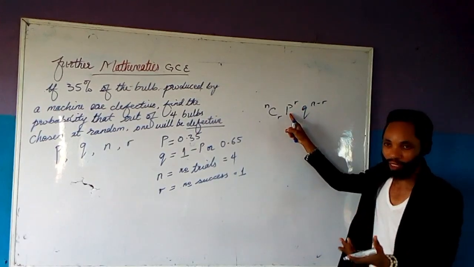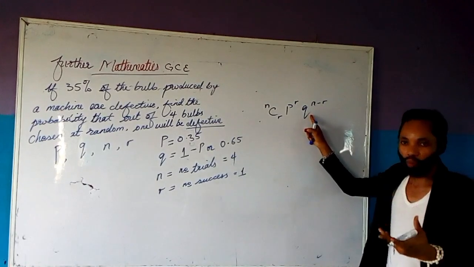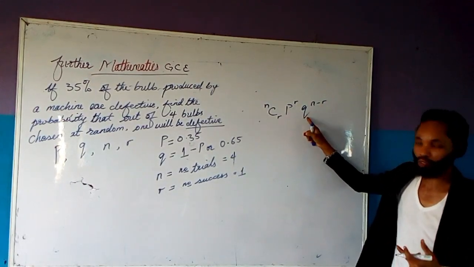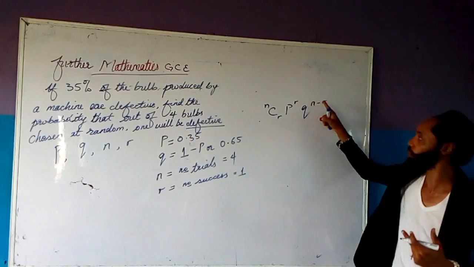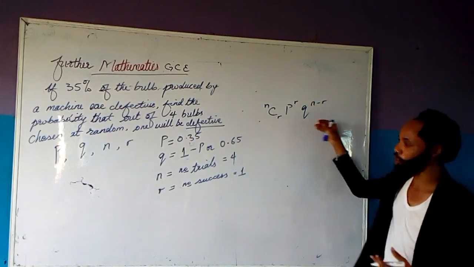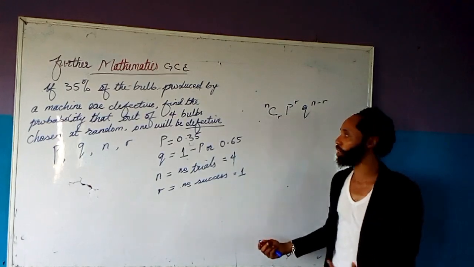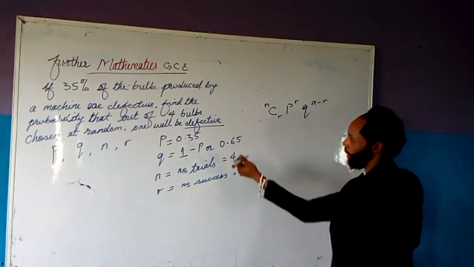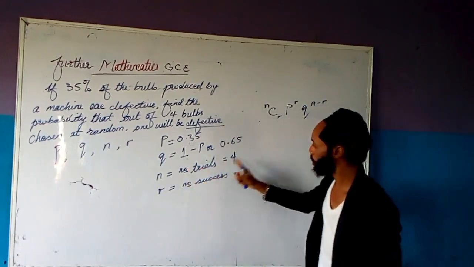So R is our number of successes. P is the probability of success. Q is the probability of not being successful, and this is the number of not being successful, N minus R. Using this information, we are going to get our value. N choose R, use your calculator. Remember, N is 4.